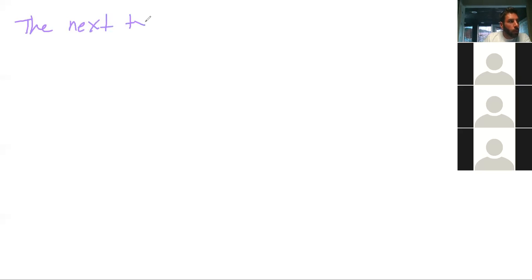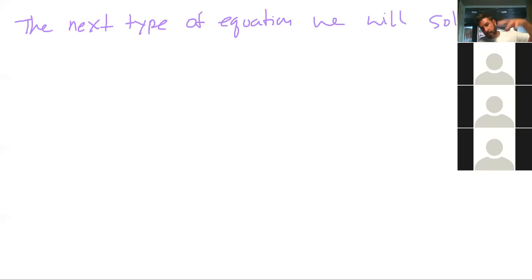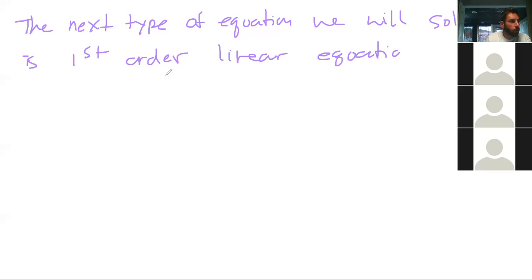So the next type of equation we will solve is, we're going to circle all the way back to, I shouldn't say the most common, but one we can solve that has endless applications: the first order linear equations. So these are the guys of the form y prime plus p of, say, x, y equals q of x.